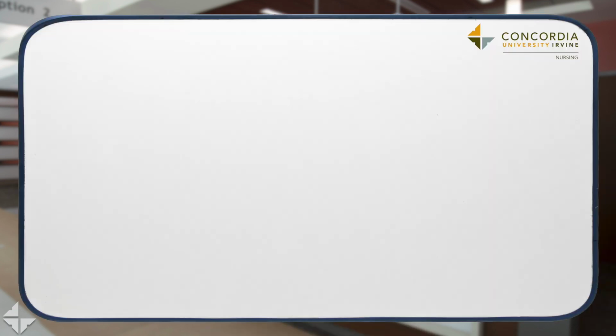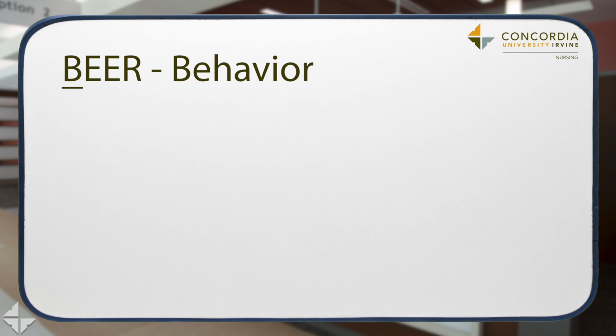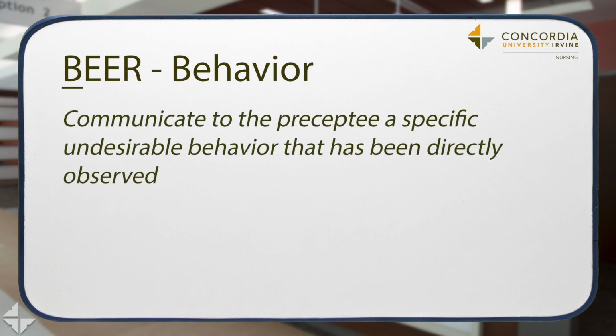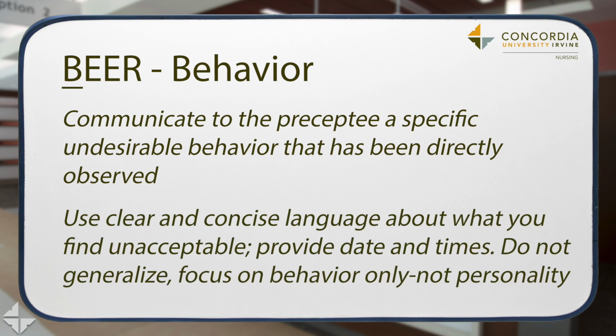A better method to communicate the need for performance improvement or provide constructive criticism is the BEER method. B is for behavior. Communicate to the preceptee a specific undesirable behavior that has been directly observed. Use clear and concise language about what you find unacceptable. Provide date and times. Do not generalize. Focus on behavior only, not personality.